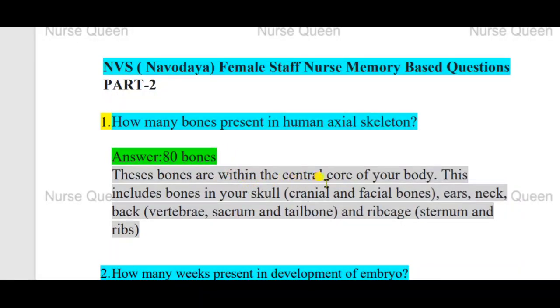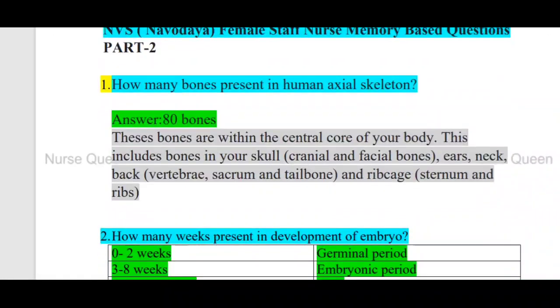These bones are within the central core of your body. This includes bones in your skull, cranial and facial bones, ears, neck, back, vertebrae, sacrum and tailbone, and rib cage, sternum and ribs. That means the axial skeleton has 80 bones. The axial skeleton means the skeleton within the central core of the body. So repeatedly study this: skull, ear, neck, vertebra and rib cage. Axial skeleton, 80 bones.